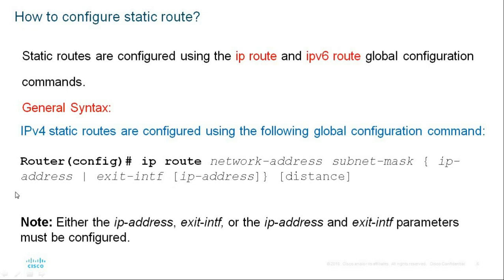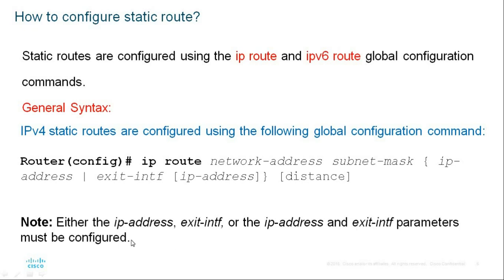IP address means next hop address, and exit interface means what I discussed in the previous slide, a directly connected static route, followed by distance. The distance is the administrative distance. It is not mandatory to configure administrative distance normally, but in special situations you are going to configure the administrative distance here. As you know, in my previous video I discussed that the administrative distance value for the static route is 1.